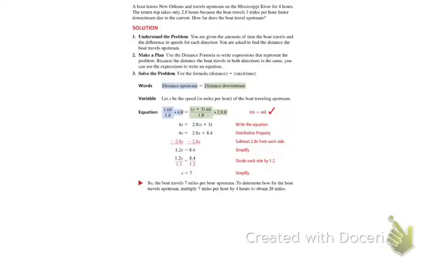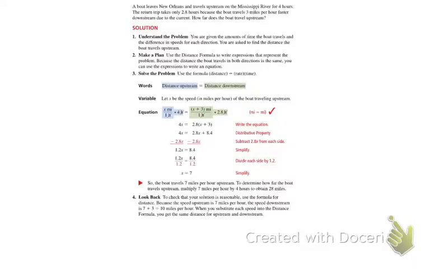So the solution would be that the boat travels 7 miles per hour upstream. To determine how far the boat travels upstream, multiply 7 miles per hour by 4 to obtain 28 miles.